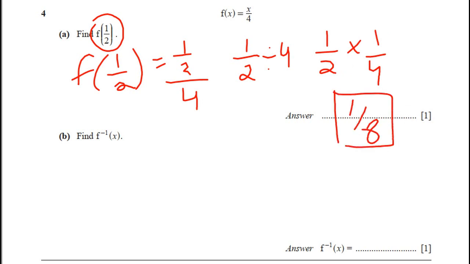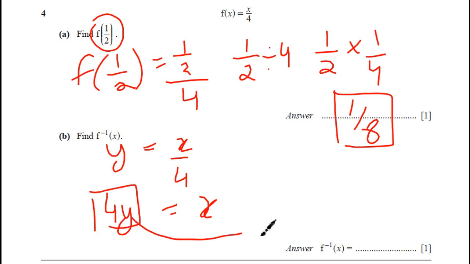Find f inverse of x. Step 1, write y is equal to x over 4. Step 2, make x the subject, so 4y is equal to x. Step 3, this is your answer, but change y to x, so 4x.